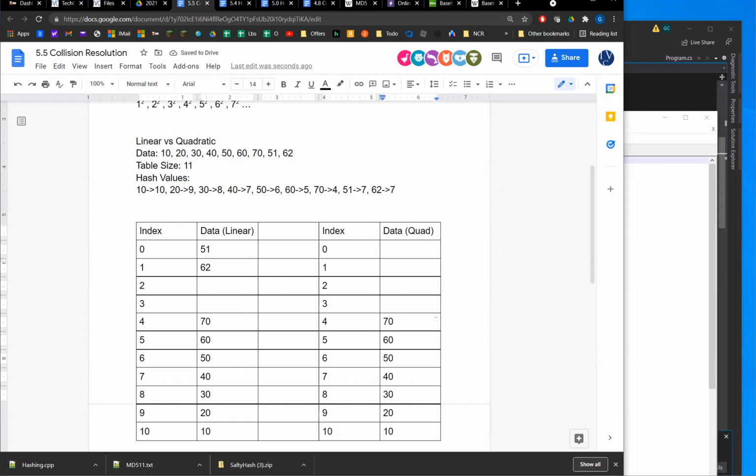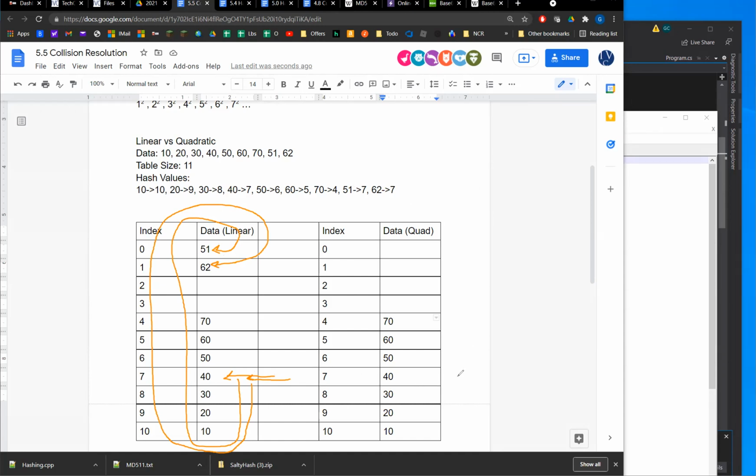So with linear probing, we had a collision come in, and then we wrapped around, and then dropped 51 in, and then we had another collision, same place, and it wraps around till it finds a spot.